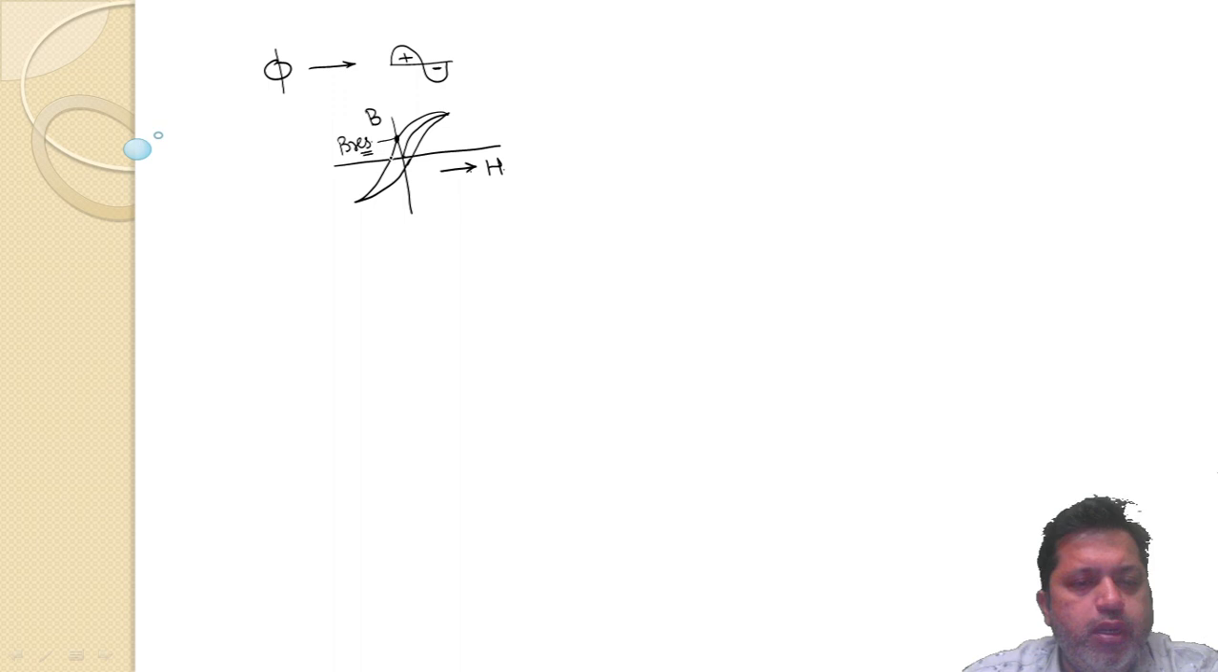To make B 0, we need to have H at some negative side also. Negative H also. This is called the coercive force. Negative HC is called the coercive force. And the flux is called residual. When H is 0, residual flux is there.